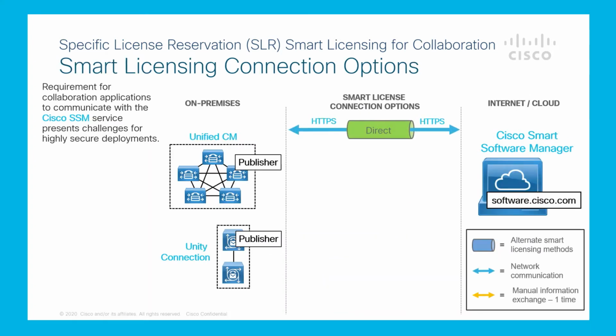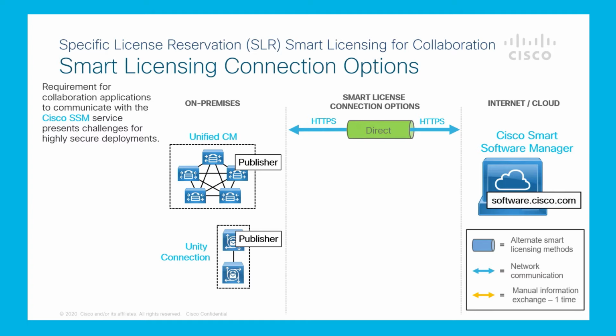Let's take a look at the various smart licensing connection options available for collaboration applications. As smart licensing was originally conceived, the expectation is that there is a secure HTTPS connection in an outbound direction from the on-premises application to the internet and the Cisco Smart Software Manager service at software.cisco.com.